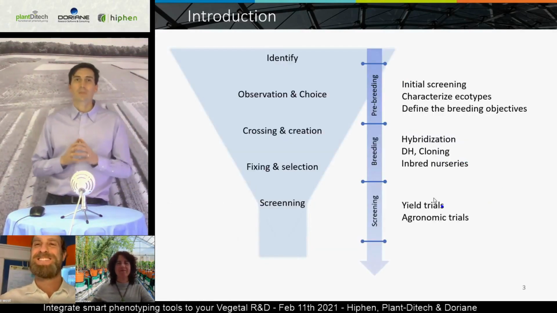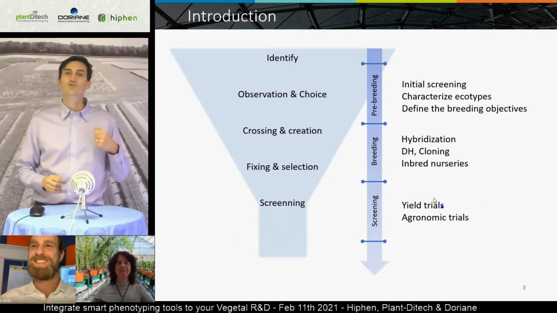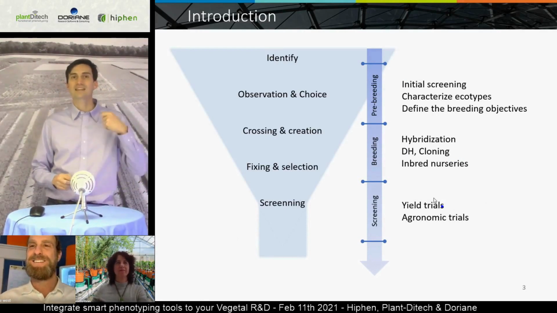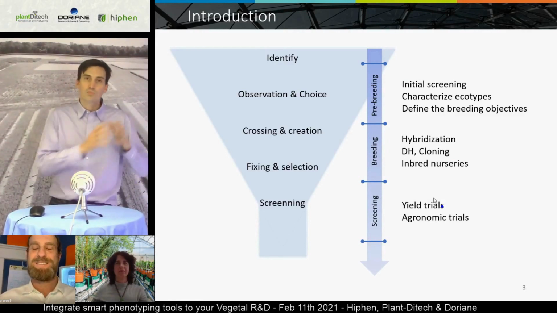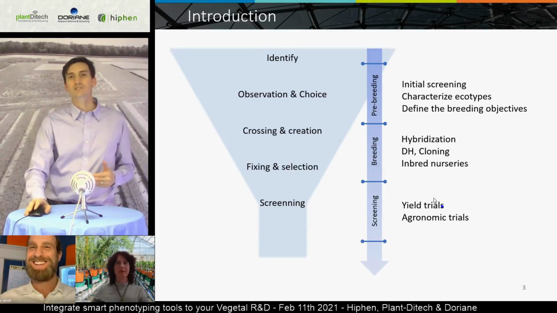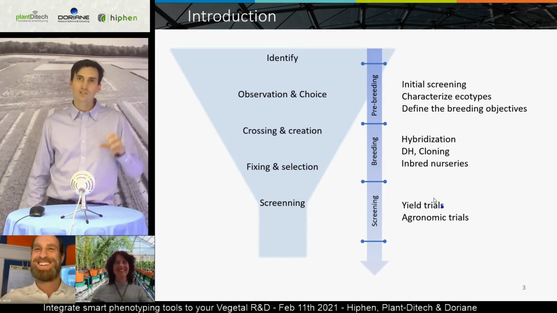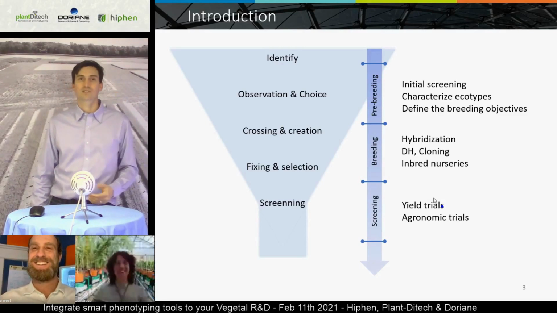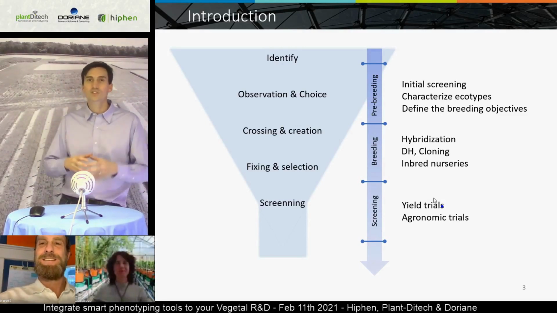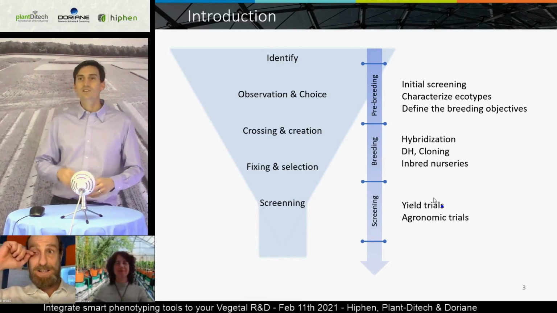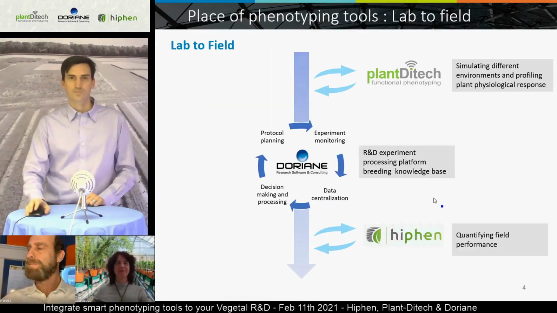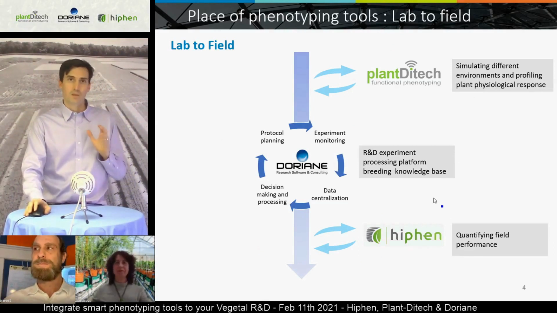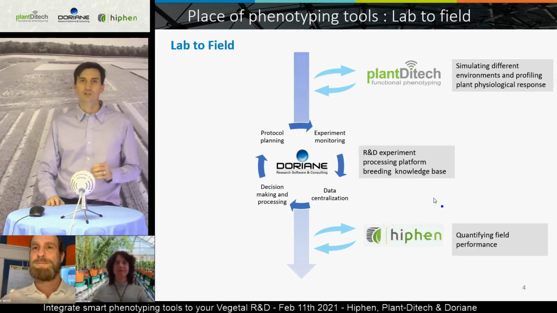You will see how these new phenotyping tools bring new information that enhances and accelerates decision-making at every stage of the breeding program. From pre-breeding, with the initial screening of progenies, ecotypes characterization, and the setup of breeding objectives, to breeding itself, hybridization, cloning, inbred nurseries, until the final screening of your varieties in agronomy and variety testing. At each step, phenotyping tools bring useful information to enhance decisions in breeding.